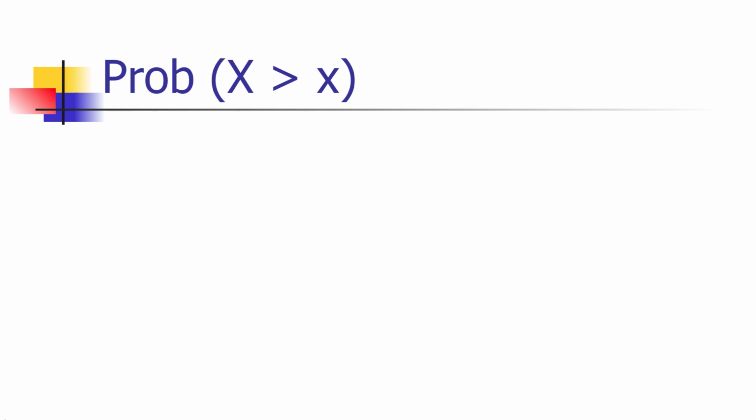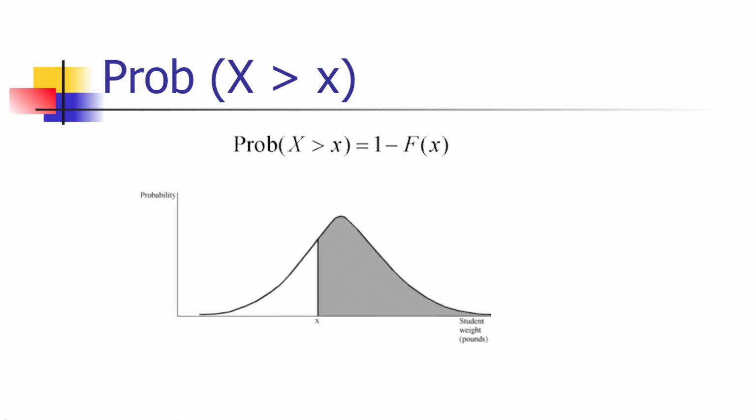If we want to measure the probability that a random variable is above some threshold value, then we just take 1 minus the probability of it being less than that, because we know the entire area under the curve adds up to 1. So the area below the threshold plus the area above must equal 1. So to get that upper tail, we just take 1 minus the area in the left side of that distribution.